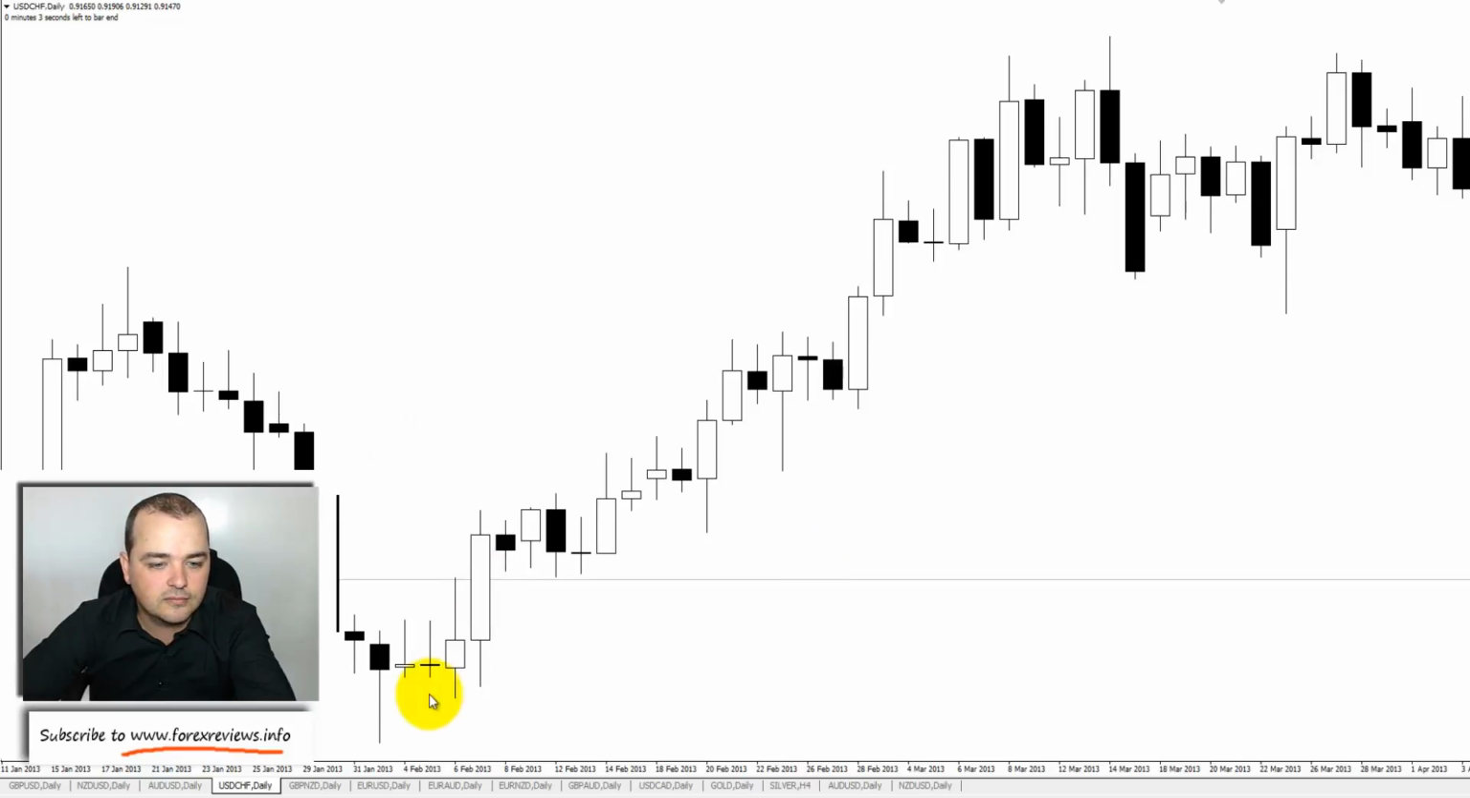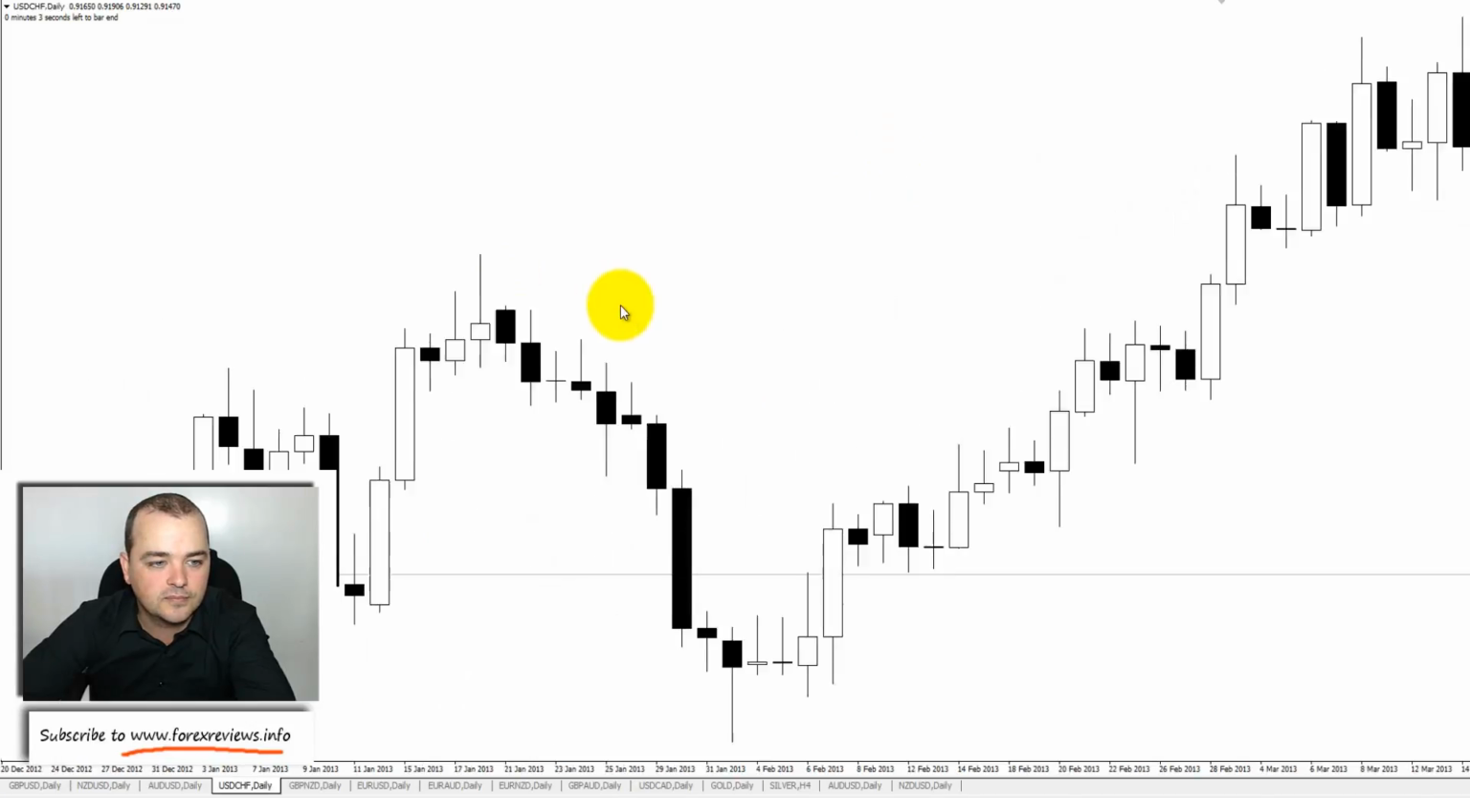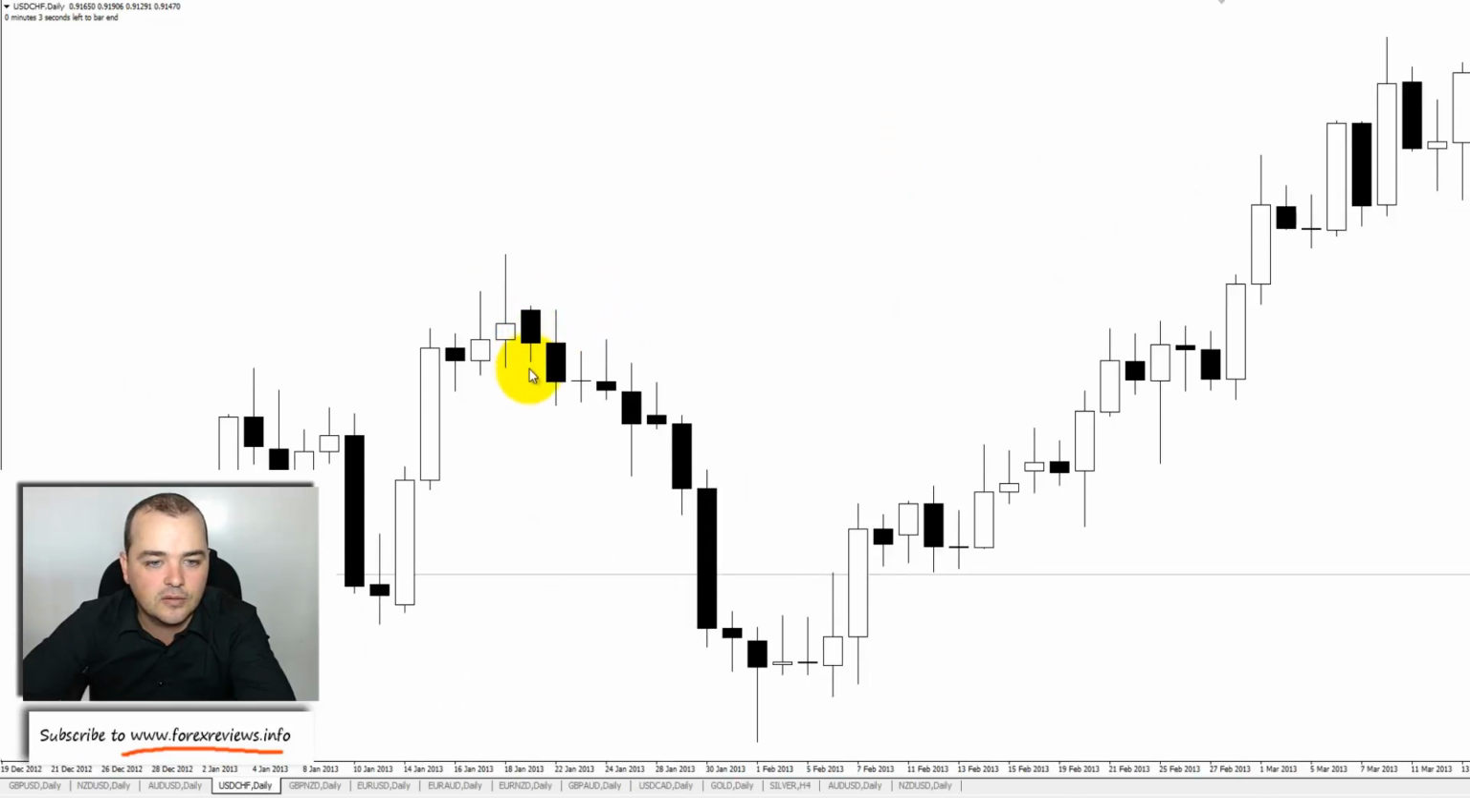Bullish engulfing. Price breaks above. Market goes up. Bearish engulfing. Price breaks below. Market goes down. And as you can see now, the market just keeps bullish engulfing. Price breaks above. Market just keeps repeating this over and over again.